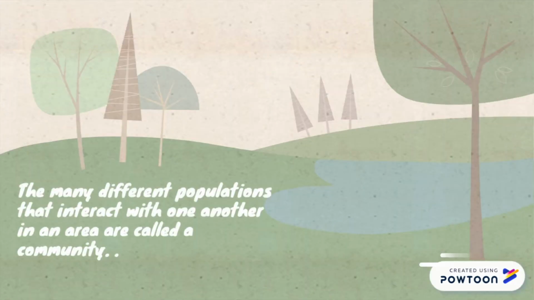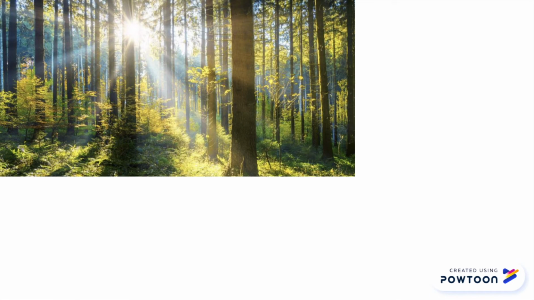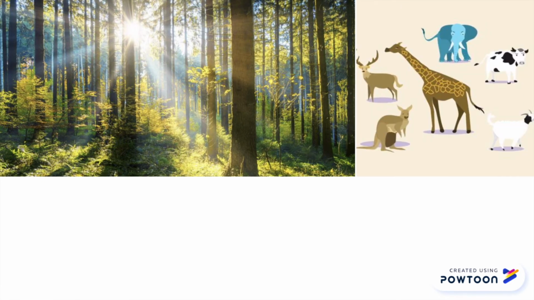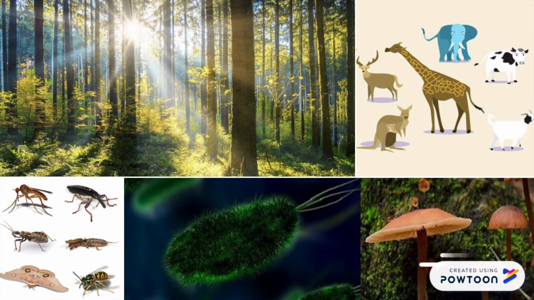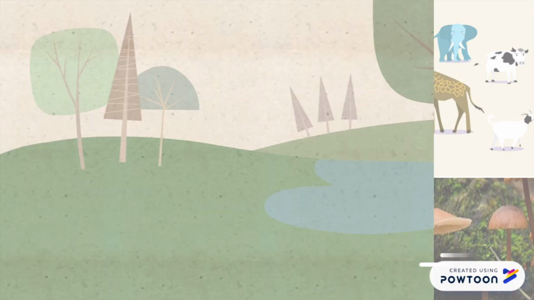The many different populations that interact with one another in an area are called a community. For example, a forest community contains trees, plants, mammals, insects, earthworms, and many tiny living things such as fungi and bacteria in the soil. The members of a forest community rely on one another for survival.